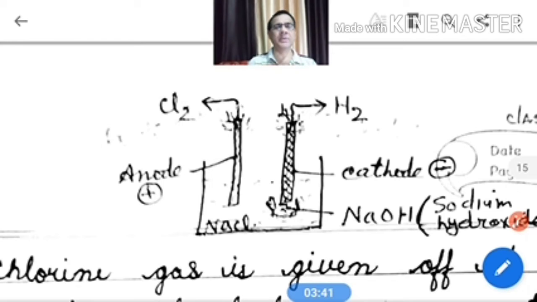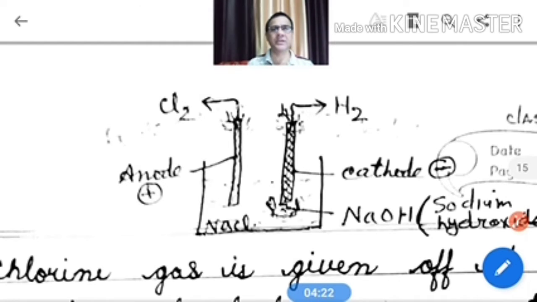See, in this image there is a cell, and in this cell NaCl in aqueous form is taken, and NaCl in aqueous form is called brine. So we take brine solution, that is sodium chloride solution, in a beaker, and we place two electrodes, one on the left side and one on the right side. The right side electrode is called the cathode, and it is negatively charged. The left side electrode, the anode, is positively charged. And afterwards we pass electric current through this anode and cathode.